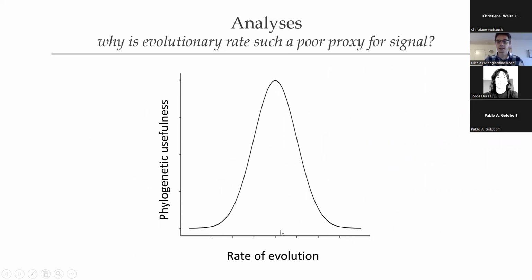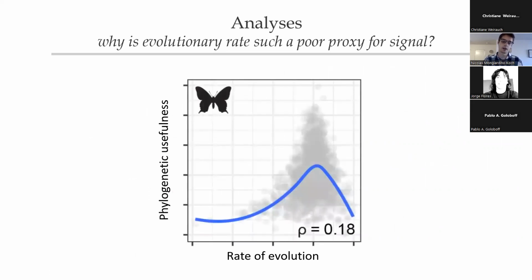theory predicts that there's an optimal rate of evolution that maximizes the phylogenetic usefulness of genes given a phylogenetic question of a given age, for example. This has been shown both theoretically and with simulation methods. And we do recover a similar pattern in our data set. So here is just one of those data sets, the Lepidopteran phylogenetic data set. And you can see that there is a peak of phylogenetic usefulness at a given rate of evolution. But there's also an extremely wide spread of usefulness for that optimal rate.